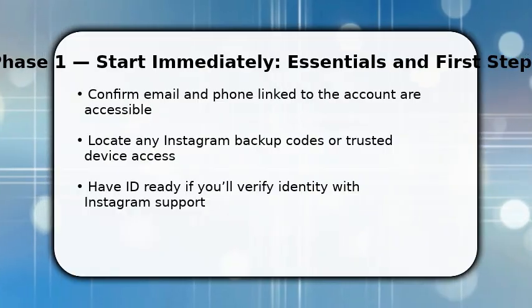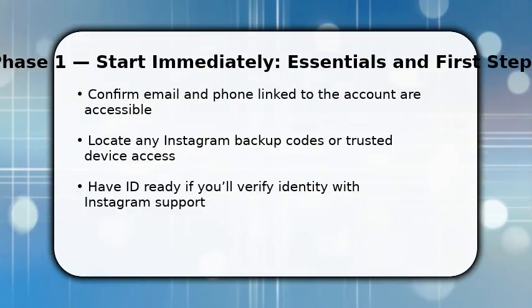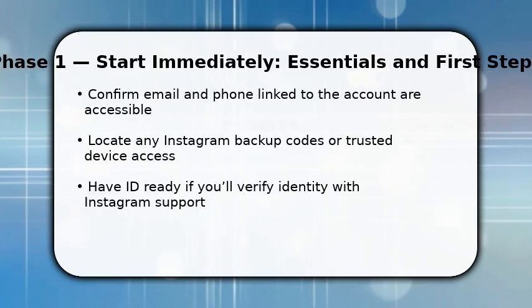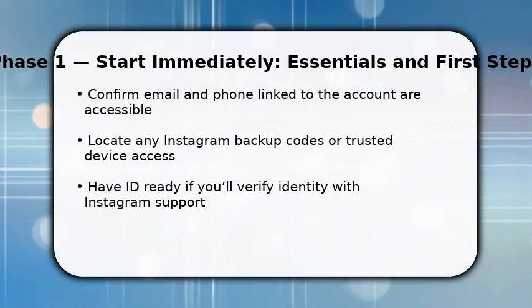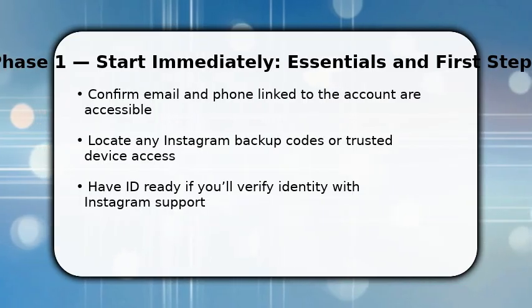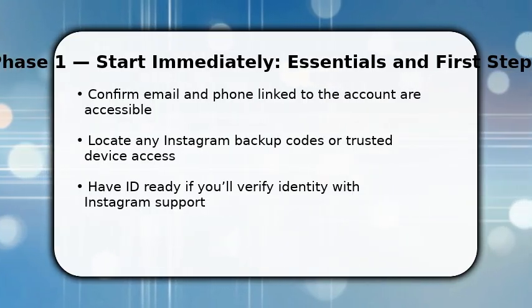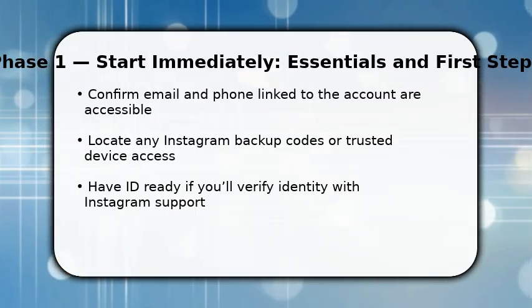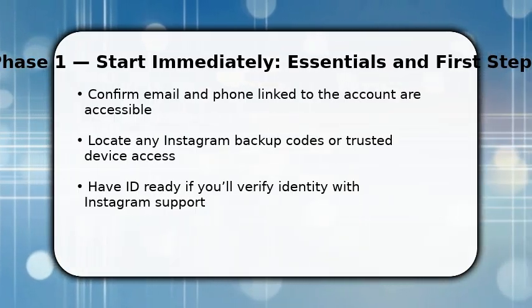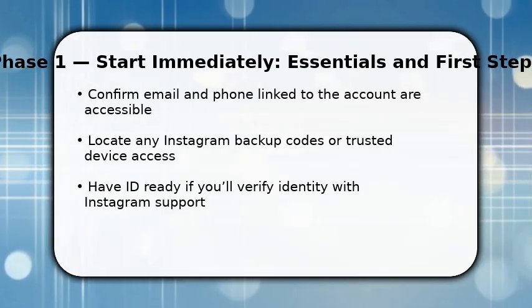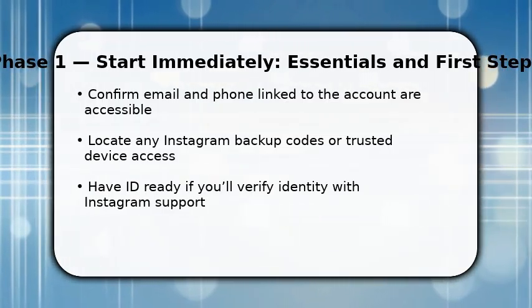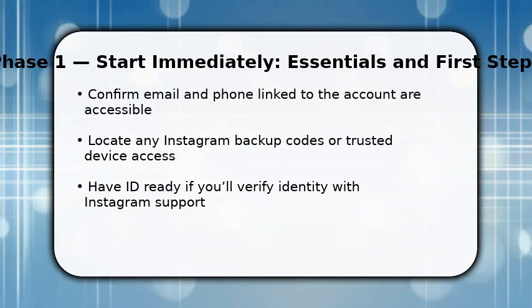You cannot be helped to bypass two-factor security. Instead, start recovery. First, confirm the email and phone on the account are reachable. Next, search for saved Instagram backup codes or check a trusted device where you're still logged in. Gather a government ID or photo if you may need identity verification. Once done, you'll be ready to follow official recovery flows. Make sure all contact details are correct to receive support emails and reset options.